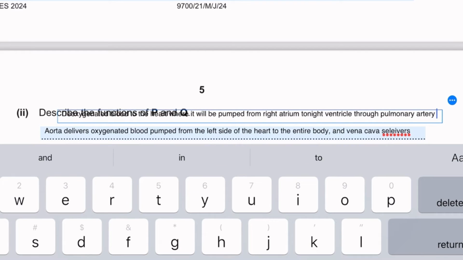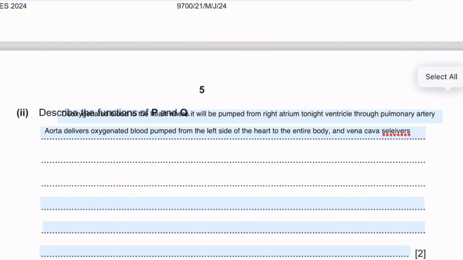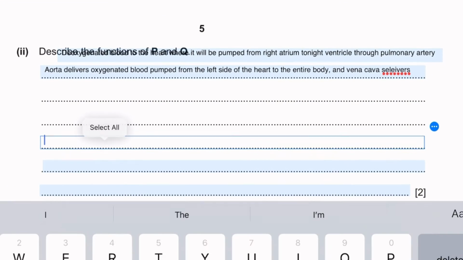Okay, this is weird. Sorry about this, guys. Oh my god, it's so annoying. Okay, you guys get the point anyway. What's it called?